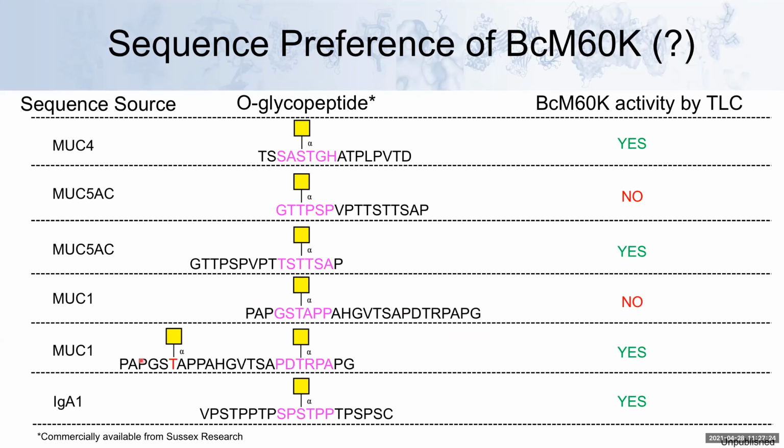However, when we use the doubly glycosylated version, it's the same peptide, but the second threonine is glycosylated, we got activity. We got activity on the IgA hinge peptide, MUC5AC, etc. No activity on this one. So we were getting activity on glycopeptides. So, okay, well, that definitely seems to support the idea that amino acid sequence is important.